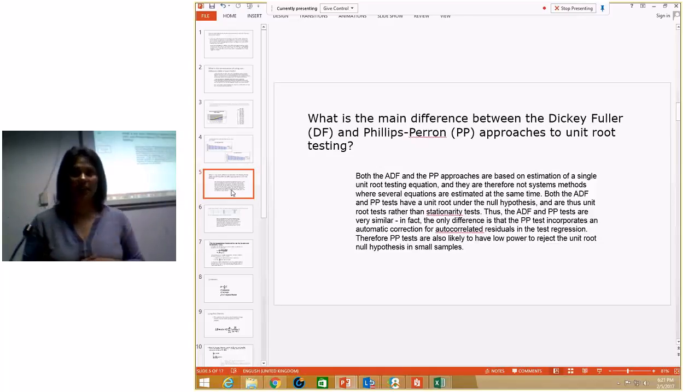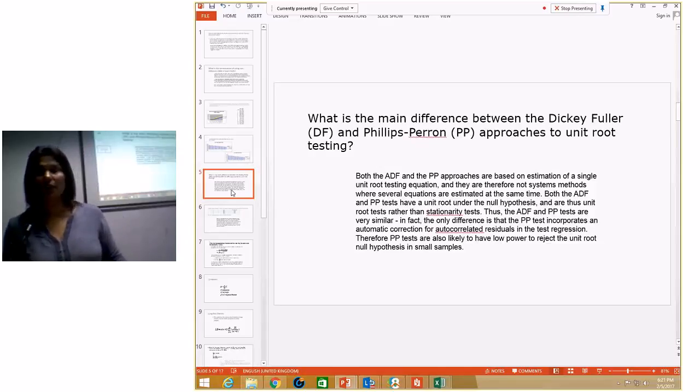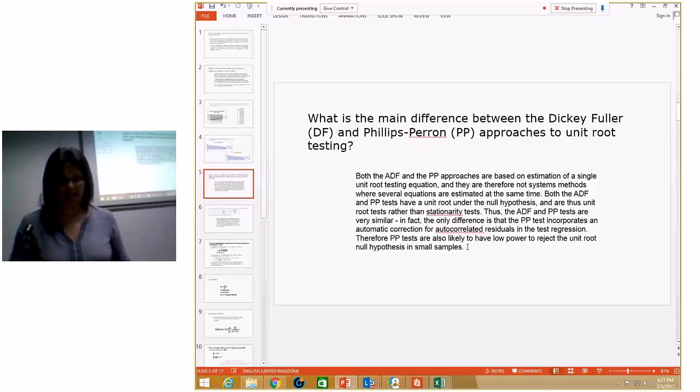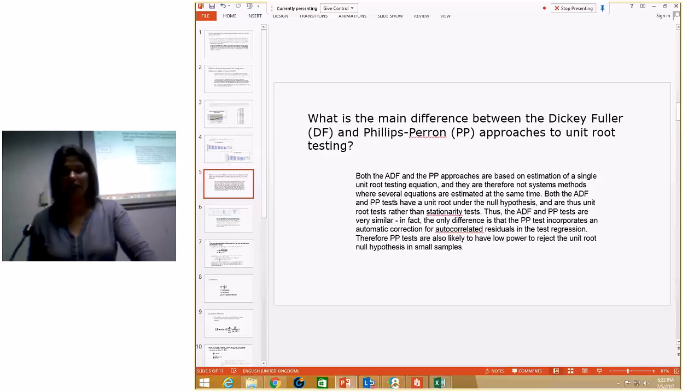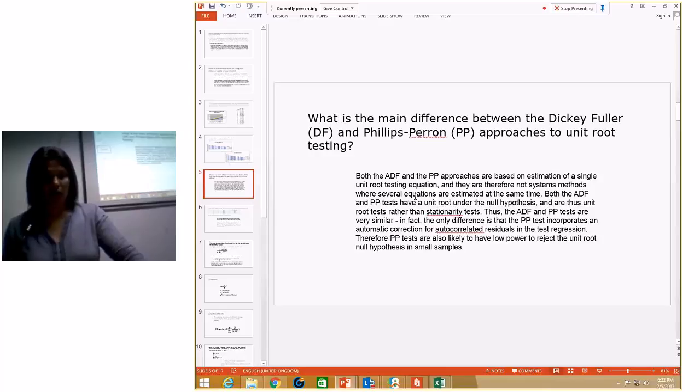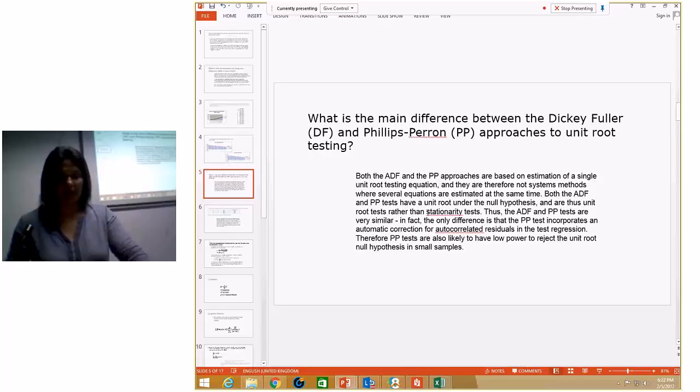Then we discussed formal tests for stationarity: the Dickey-Fuller test and the Phillips-Perron test. What is the main difference between these two tests? The augmented Dickey-Fuller test and the Phillips-Perron test are based on estimation of a single unit root testing equation. Therefore, they are not system methods where several equations are estimated at the same time. Both have a unit root under the null hypothesis, and thus are unit root tests rather than stationarity tests.